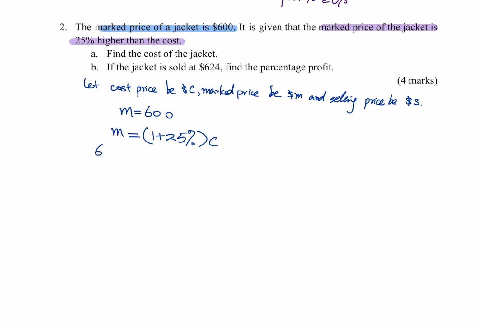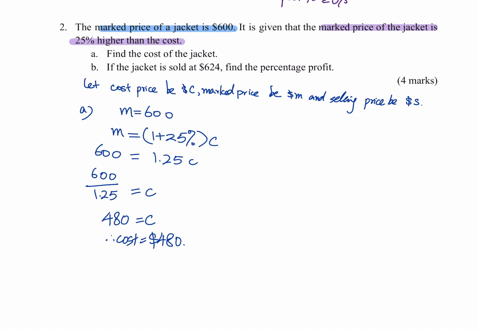And we already know market price. 1 plus 25% is 1.25c. And the 1.25c here is the times, like multiplied. So that's why if you go to the other side, it will be divided. And then click that in calculator. You should be able to get 480. So that's why you know your cost is $480. Good, that's your part A.